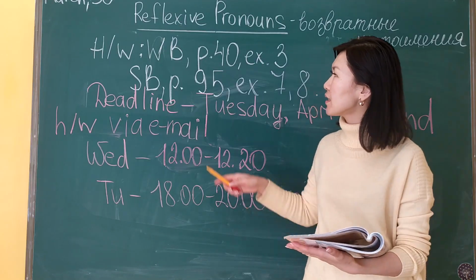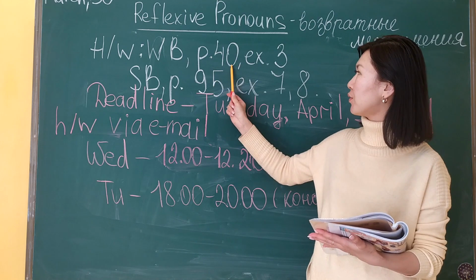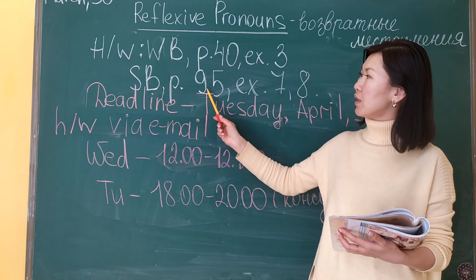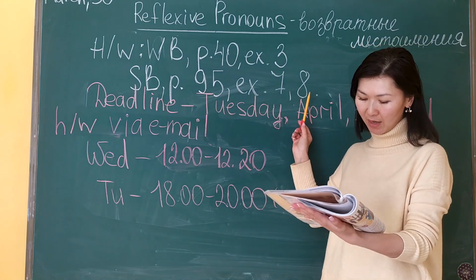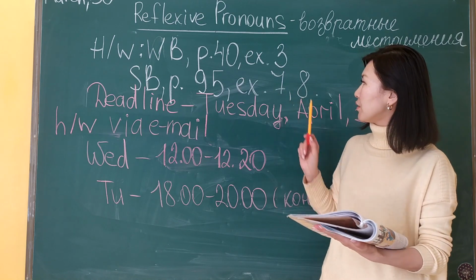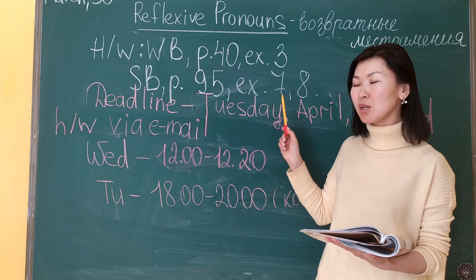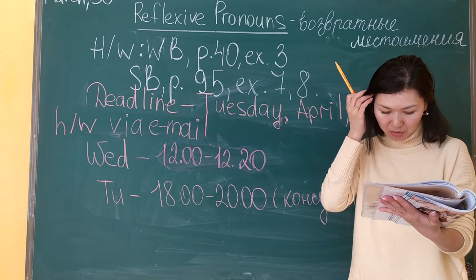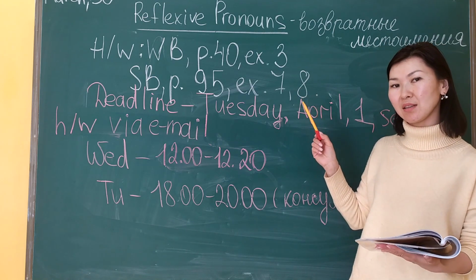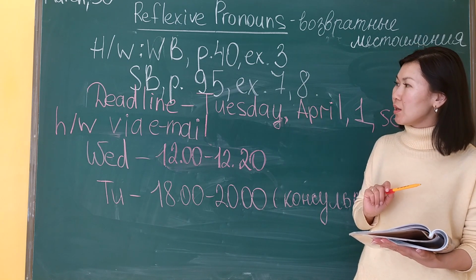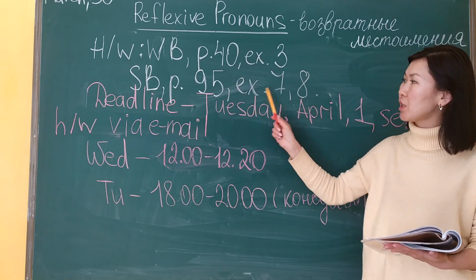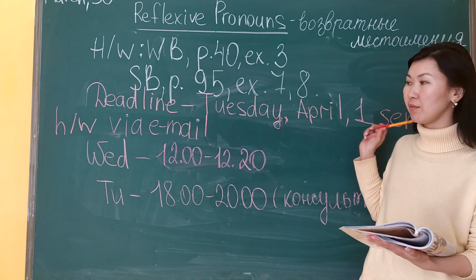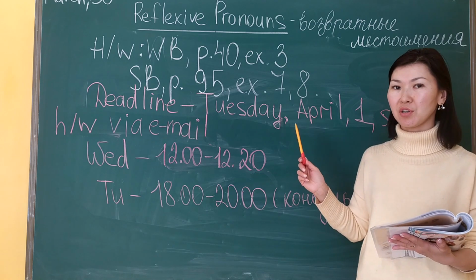And your homework is in your workbooks, page number 40, exercise number 3, and in your students' books, page number 95, exercise 7 and 8. In the exercise number 7, you should complete the sentences with reflexive pronouns, and in the exercise number 8, you should write your round joke as an example. So, pay attention please that your homework you should send on Tuesday, the 1st of April, via email to your teacher as usual.